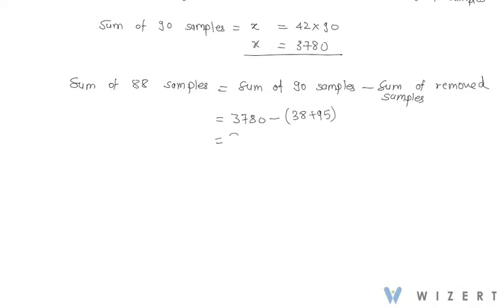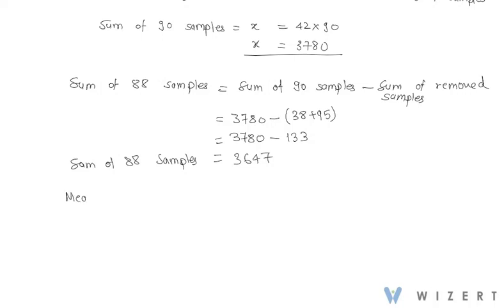So this will be equal to 3780 minus 8 plus 5 is 13 and 9 plus 3 is 12 plus 1, 13. So 133. So that is equal to 10 minus 3 is 7, 8 minus 4 is 4, 7 minus 1 is 6 and 3. So this is the sum of 88 samples.